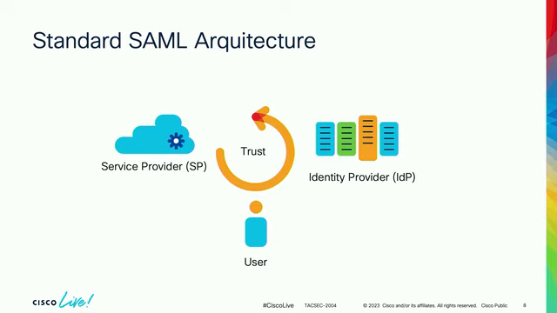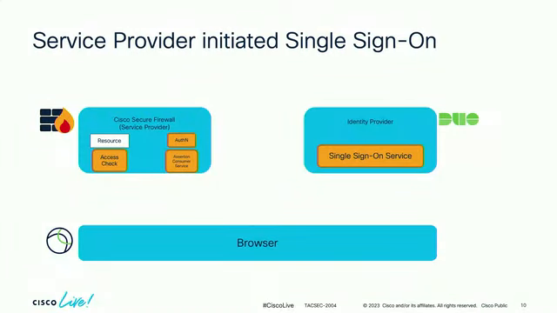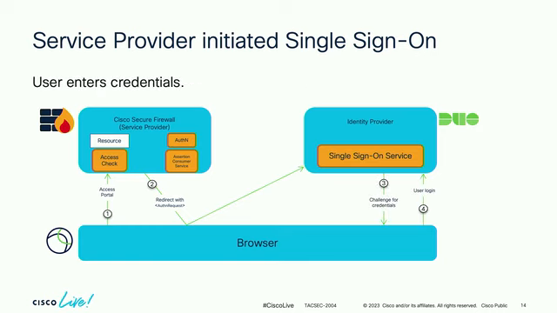Okay? But how does this communication work? Well, we need to understand the communication flow. In this example, the user is represented as a web browser and Cisco Secure Client. The service provider will be the Cisco Secure Firewall, and the identity provider will be the Duo server. First, the user will access the portal of the service provider, the Secure Firewall. Eventually, the authentication request will be redirected using the web browser of the user to the identity provider. Duo will challenge for the credentials, and we as users will enter our credentials.